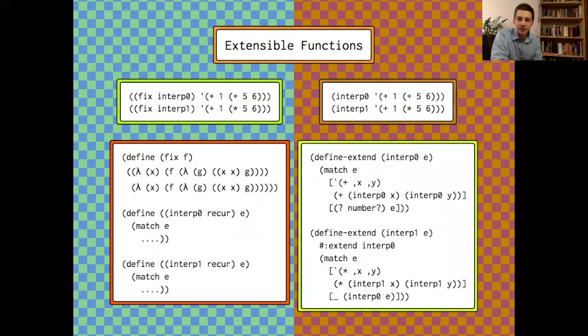But with the macro here, define extend, things are much simpler. First, interpreter 0 is the match code that we always dreamed of. There's one case for addition, one case for numbers, and nothing else. Then interpreter 1 extends interpreter 0, adds a case for multiplication, and then falls back to 0 for the rest. Very nice.